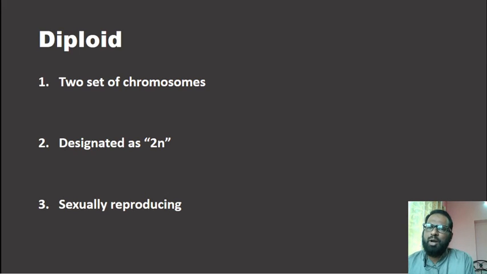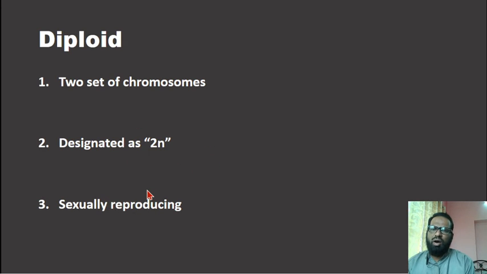Next term is the diploid number of chromosomes. As I have already told, the diploid number of chromosomes is nothing but two sets of chromosomes. One set comes from the father and the second set comes from the mother. If you take the example of a human being, 23 chromosomes will come from the father and 23 from the mother. 23 from the father will become one set and 23 from the mother will become the second set. When they fuse together during fertilization, that results in the formation of a diploid number of chromosomes, which is generally designated by 2n.